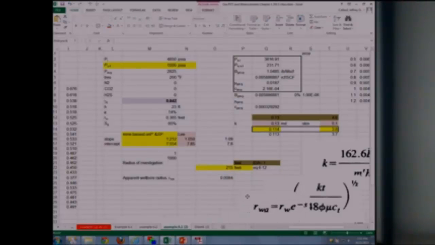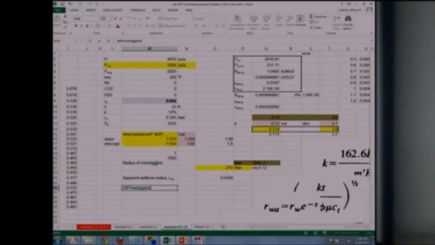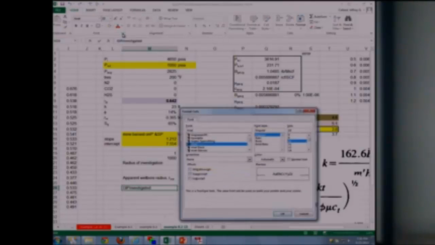Now, the manager walks in and says, I see you completed the test. How much gas in place did you look at? I'm not going to call it original gas in place. How about investigated? How about GIP? I'm making this up. How much gas in place did I investigate?